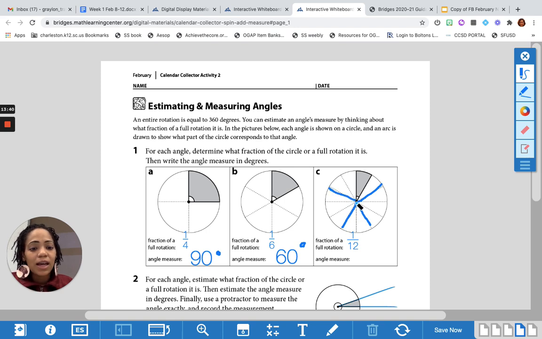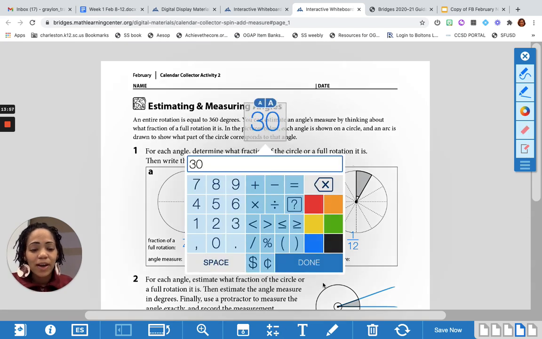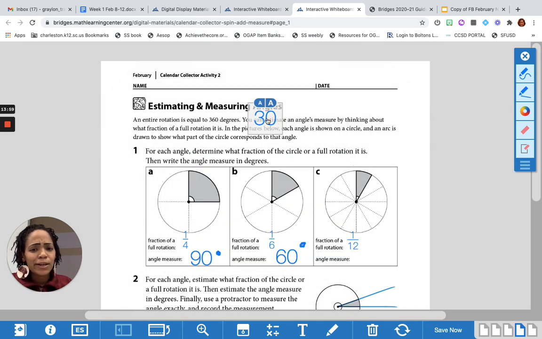Here it is. Do you see that? So 1/12 is half of a 6. So half of a 6 is a 12. So half of 60 degrees is 30 degrees. So this is a 30-degree angle. And we knew that because we kind of talked about that already, right?